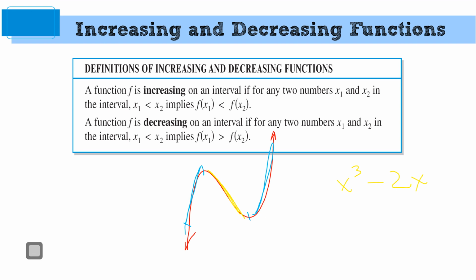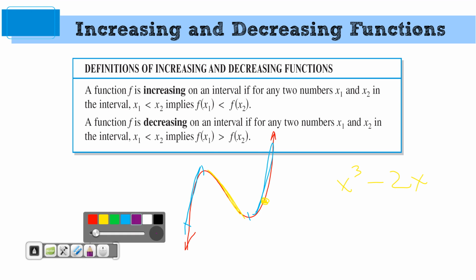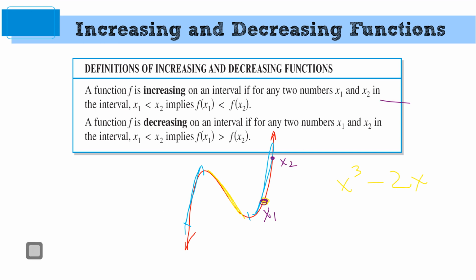Where are they? They're somewhere on the graph. Let's put x1 right here. This yellow is horrible. Purple. We'll put x1 right here. We'll put x2 right here. Okay. So there's our increasing. x1 is less than x2. If x1 is less than x2, then f of x1 is less than f of x2.